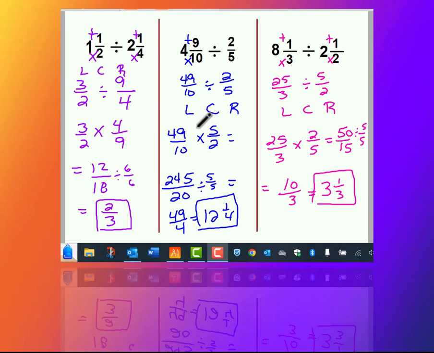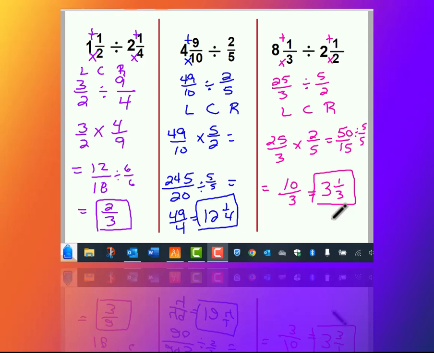And the last one, you had 2 mixed numbers, so 8 1/3 turns into 25/3 as an improper fraction. 2 1/2 turns into 5/2. Once everything is written in fraction form, then you can do your LCR. Leave the first fraction alone, change the symbol to multiplication, and the reciprocal of 5/2 is 2/5, and your answer would be 10/3 as a simplified improper fraction, changing it back to mixed number 3 1/3.